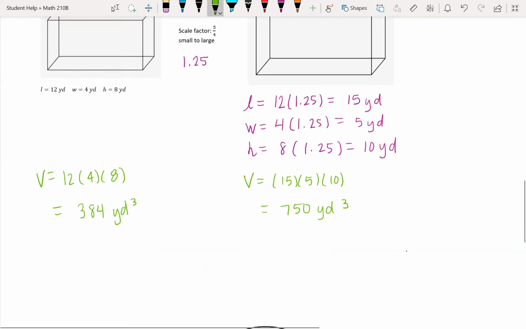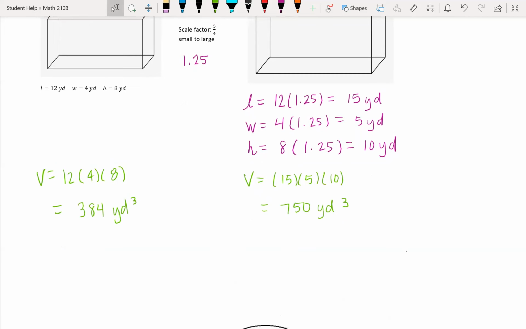Now, what I think, because volume, it should be 1.25 raised to the 3rd power. Ooh, that's a weird decimal. I'm going to write this in fraction form instead. Instead, let's write this as 5/4 cubed, which is 125/64.